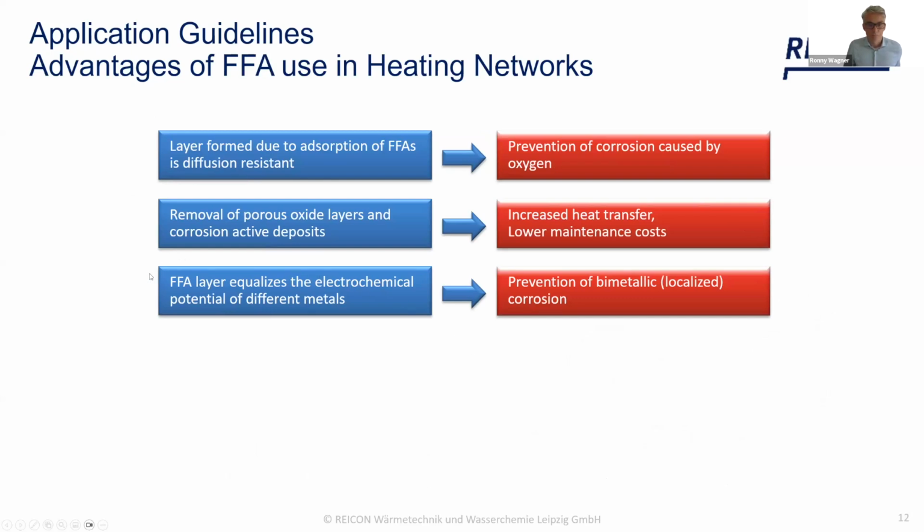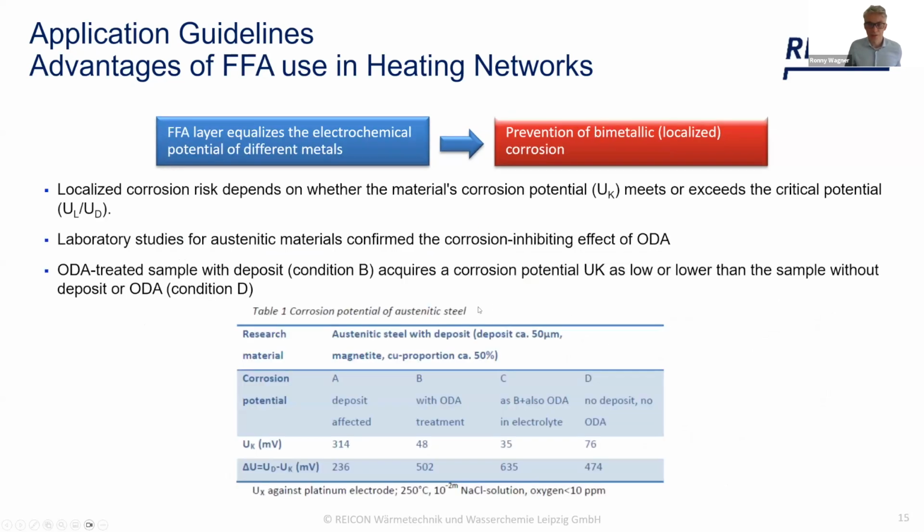Then we have another issue, because the layer which is forming on the top of the metal is equalizing the electrochemical potential of different metals. So especially when you have a mixed installation, you can see that the corrosion potential with a treated system is much lower compared to the non-treated sample, and even less compared to a blank sample. This shows that the corrosion potential, especially with those steel and copper-based systems, is equalizing, and by that localized corrosion is limited to a minimum.